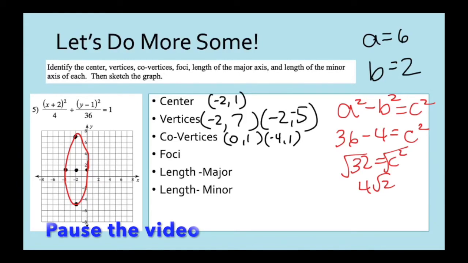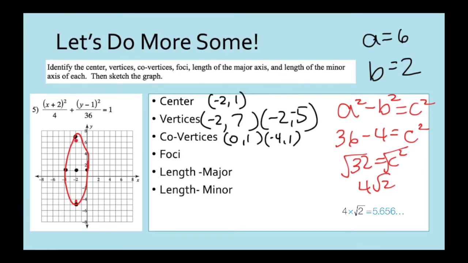4 radical 2, let's do that on our calculator. 4 radical 2 is about 5.7. So 5.7 is very close to 6. And that's 5.7 from the center. So here we go. Let's go down 1, 2, 3, 4, 5.7. And 5.7 up. 1, 2, 3, 4, 5.7. It's going to be very close. Okay?